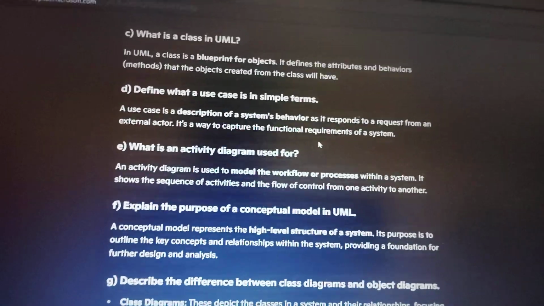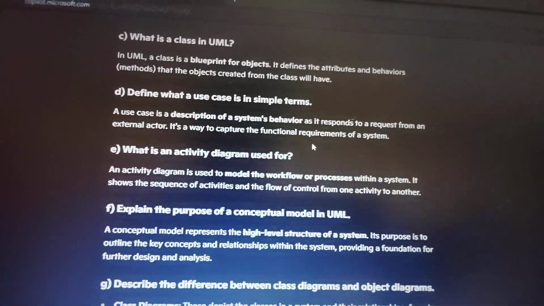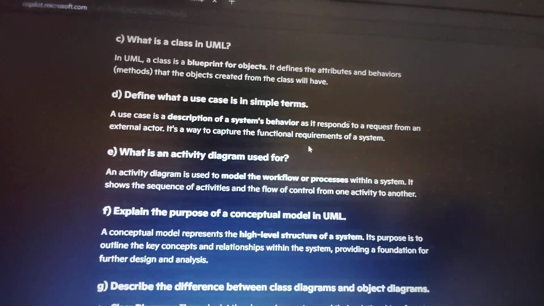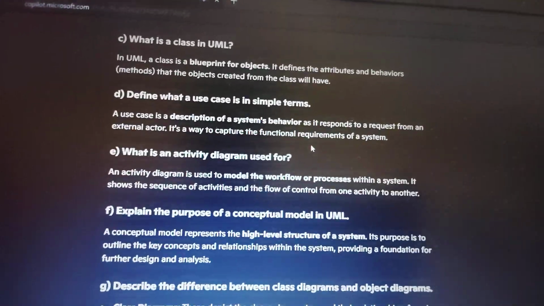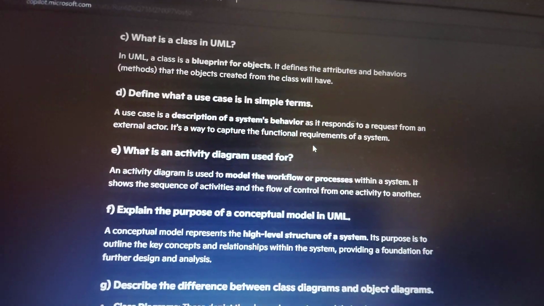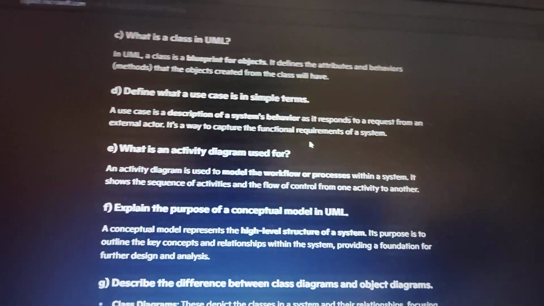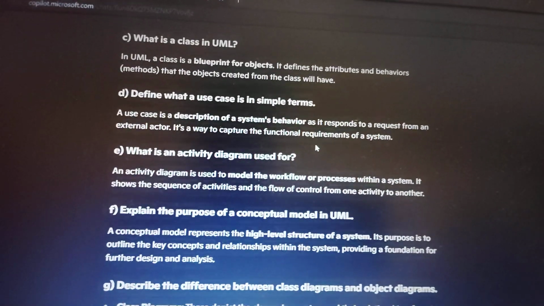Define what a use case is. Generally a use case is a diagram, a use case diagram we will draw. Okay, here it's asking to define a use case in simple terms. A use case is a description of the system's behavior as a response to a request from an external actor. It's a way to capture the functional requirements of a system. Okay, I think you got it.